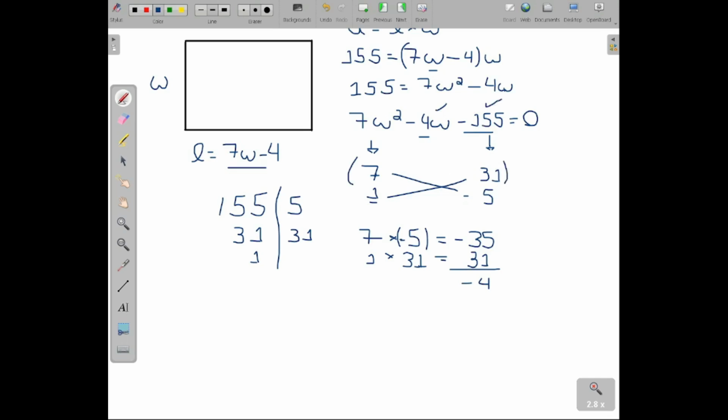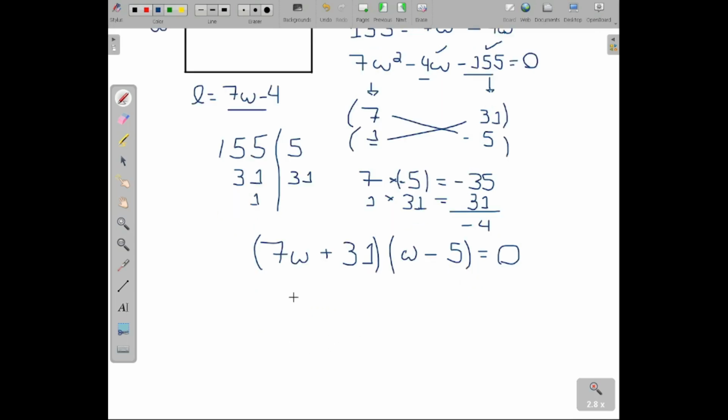And we obtain 2 parentheses. This one and this one. So the order goes like this. Parenthesis 7w plus 31, we close parenthesis, open parenthesis, 1 times w, or just w, minus 5, and we close parenthesis. So those are the 2 values of w that we can get.